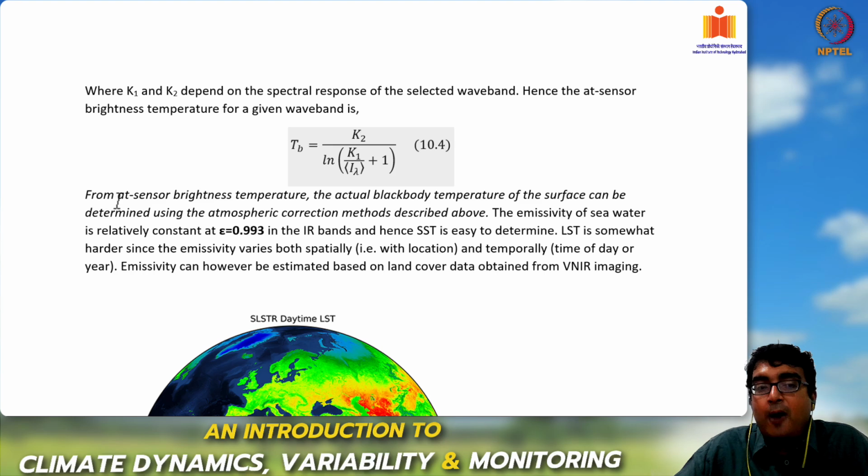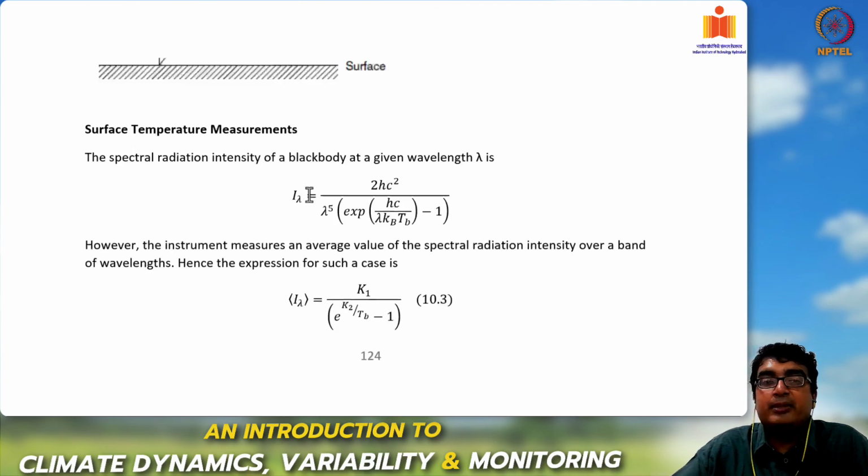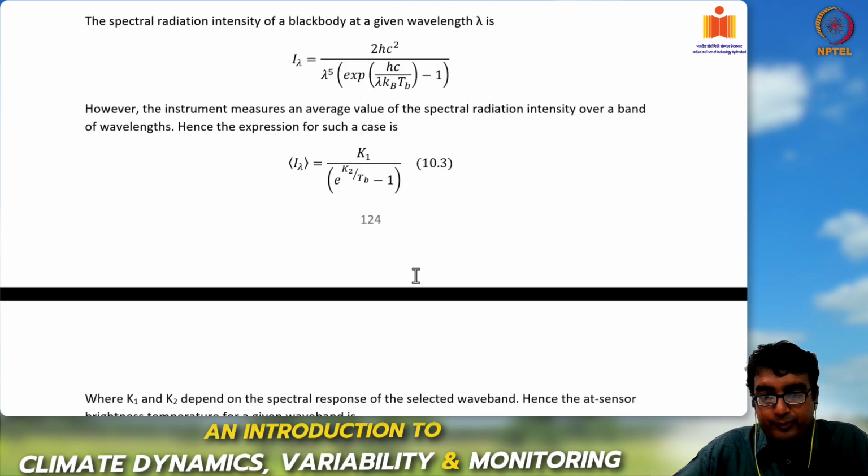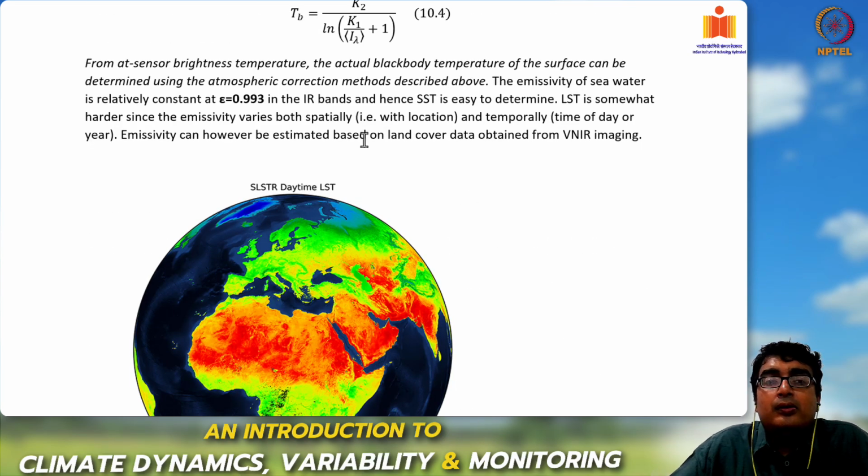Okay, so from the at-sensor brightness temperature obtained by this equation, the actual black body temperature of the surface can be determined using the atmospheric correction methods described above. So first TB is observed, TB1 and TB2. Using TB1 and TB2 and using the mean atmospheric temperature, this expression is evaluated. Then from that TB0 is evaluated. Okay. The emissivity of sea water is relatively constant at epsilon of 0.993. So it is easy to evaluate the sea surface temperature using this method.